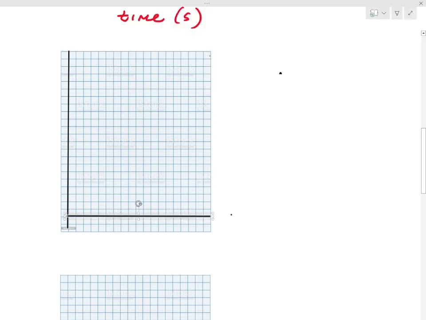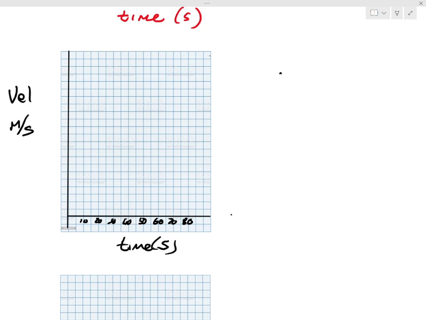And again, we'll use the same thing, time in seconds: 10, 20, 30, 40, 50, 60, 70, 80. All this stuff's filled in for you, and velocity in meters per second, all filled in for you already on the exam, so you don't have to keep doing this over and over and over again.